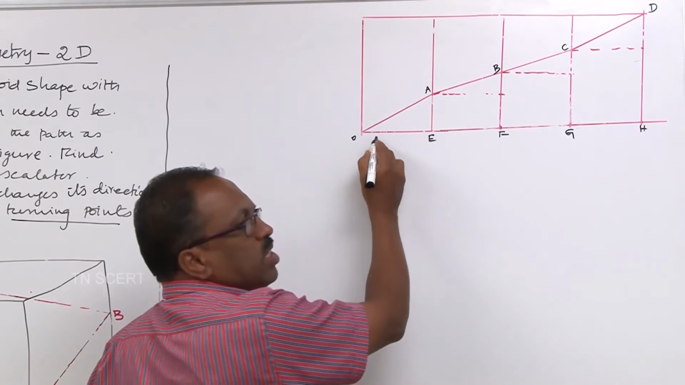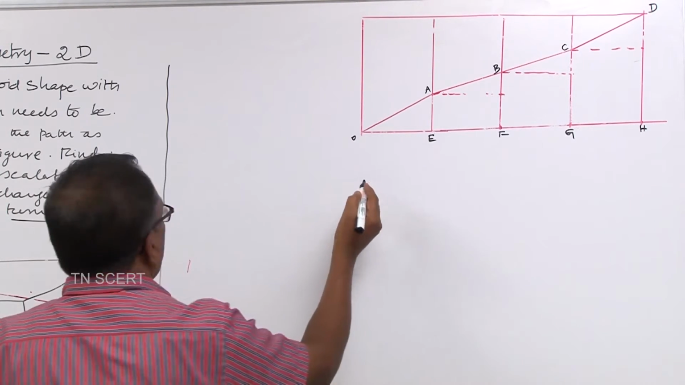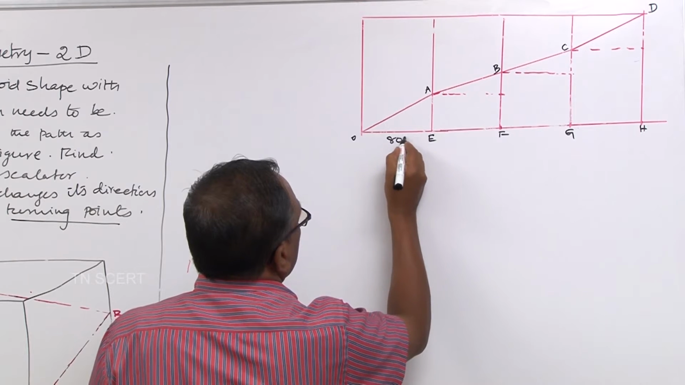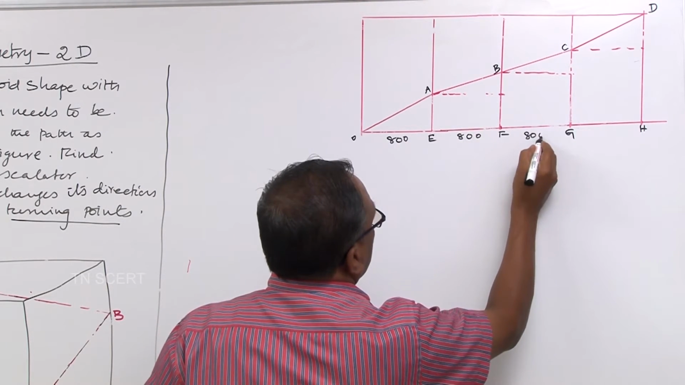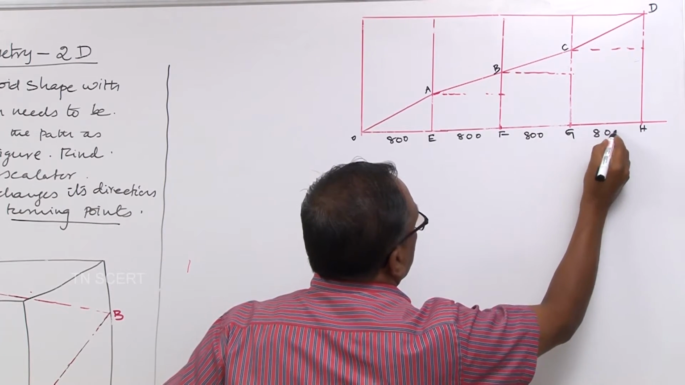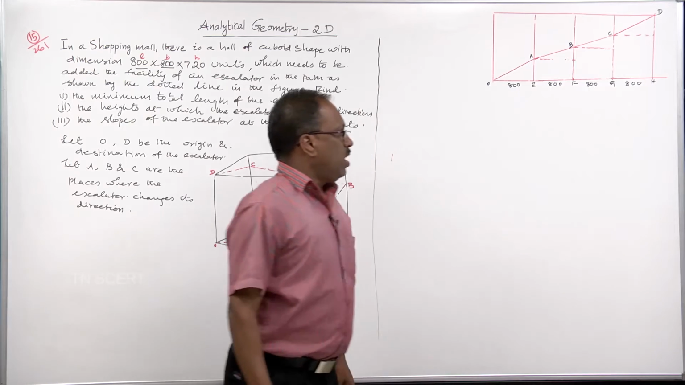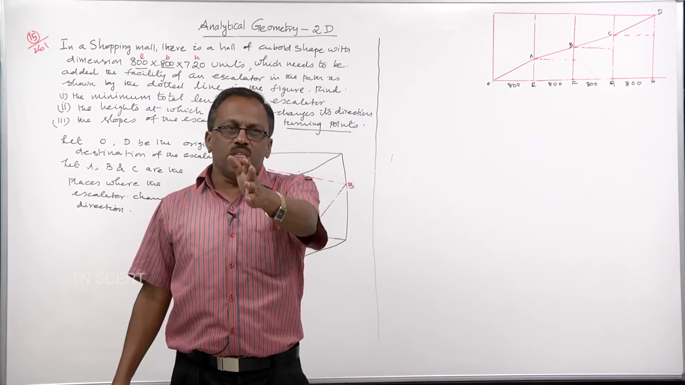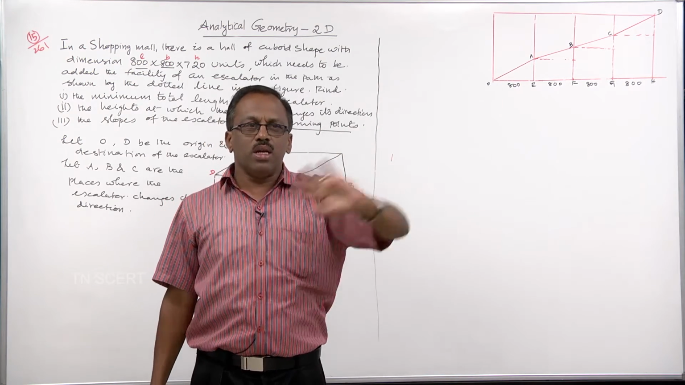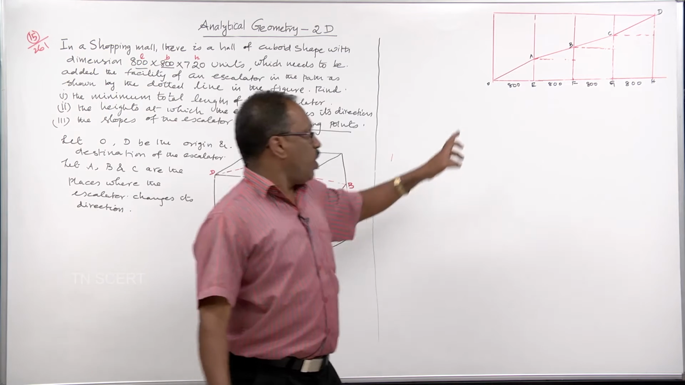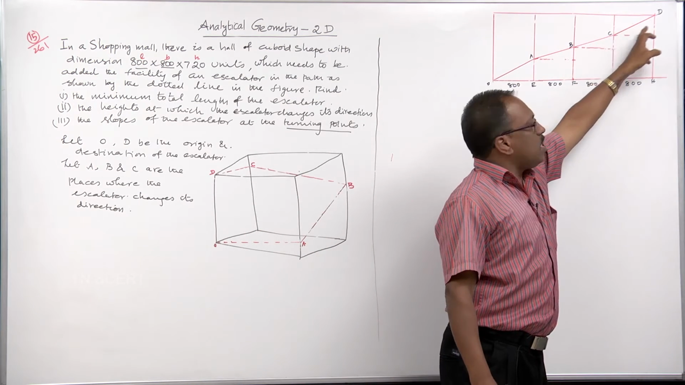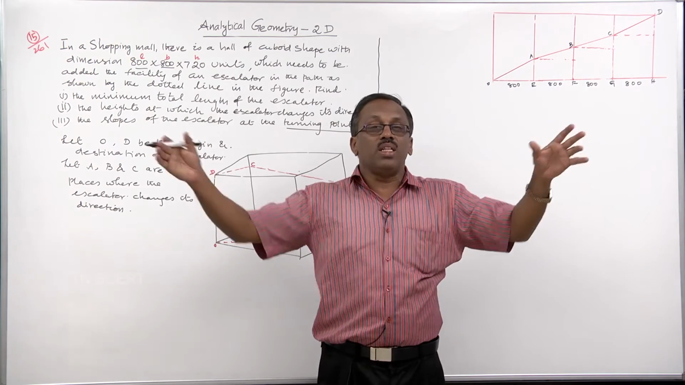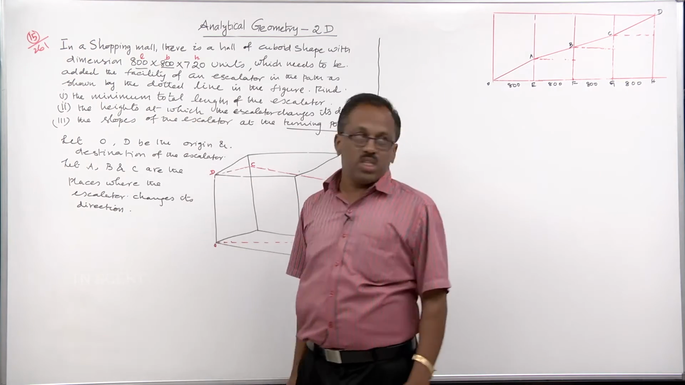This is nothing but, what is that? Each one is how much? It is 800 here. This is 800. This is 800. By way of summing up all the three, don't say that it is a distance. It's not like that. We have to calculate each part, OA, AB, BC and CD. This is the total length. That is what the first question is.